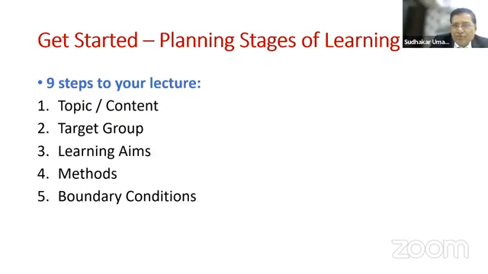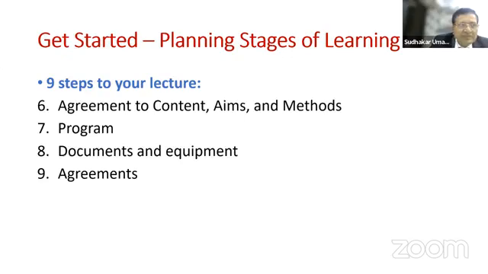There are 9 steps for your lectures. When you plan your lectures in different stages, it must contain 9 steps. I am explaining 9 lecture planning steps to you, and you have to plan the lectures according to that way. First is topic or content. I will explain one by one, I just want to give the names. Second is the target group. Third is learning aims. Fourth is the methods. Fifth is the boundary conditions. Sixth is the agreement to content, aims and methods. Seventh is the program. Eighth is the documentations and equipment. And ninth is the agreements.